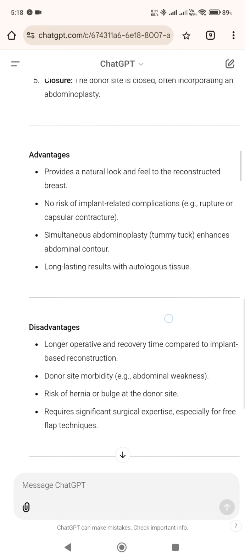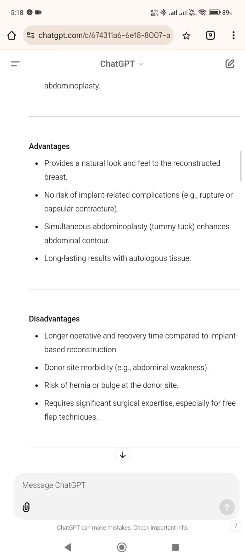Advantages: provides a natural look and feel to the reconstructed breast. No risk of implant-related complications, e.g. rupture or capsular contracture. Simultaneous abdominoplasty, tummy tuck, enhances abdominal contour. Long-lasting results with autologous tissue.